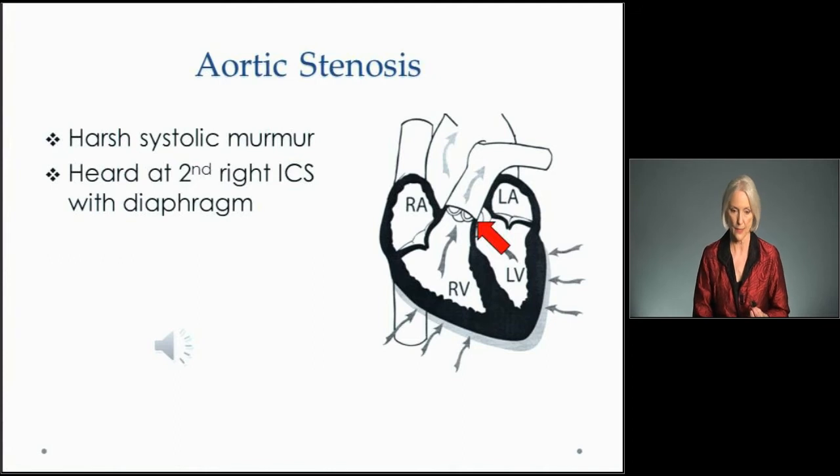So let's listen to aortic stenosis. It sounds quite a bit different from mitral regurg. Aortic stenosis. The murmur of aortic stenosis is systolic and harsh in quality, and is heard at the second right intercostal space with the diaphragm of the stethoscope. Listen to a patient with aortic stenosis. I will begin with 3 normal beats and then add the murmur.